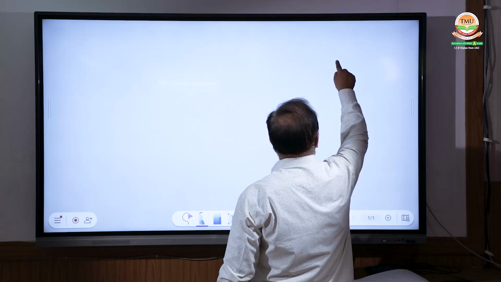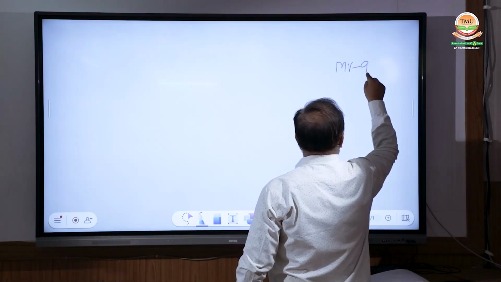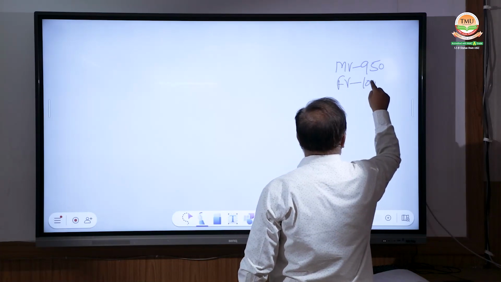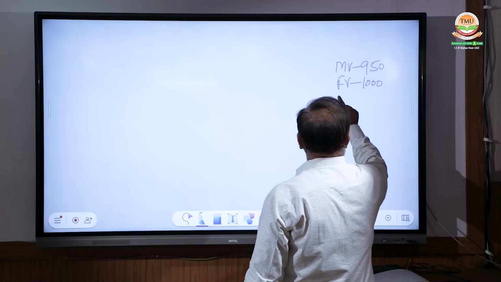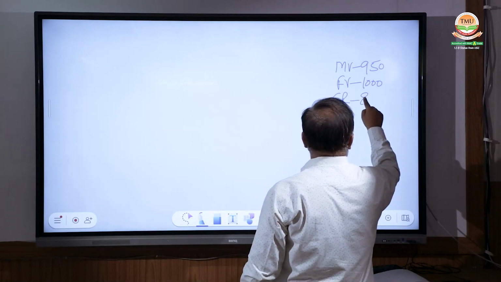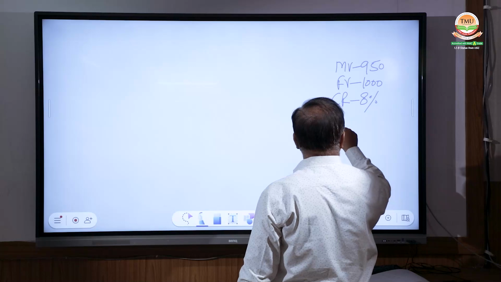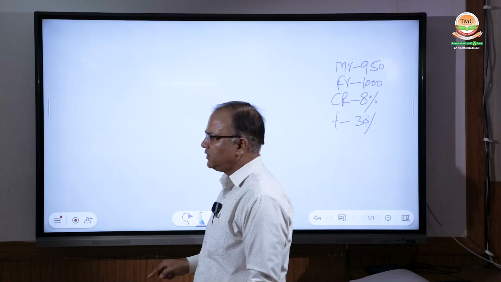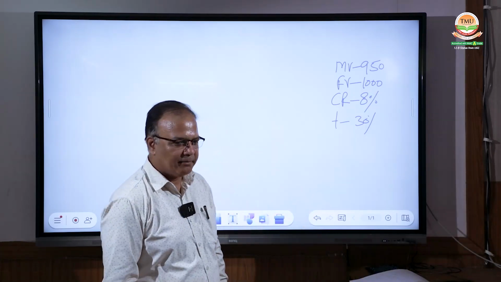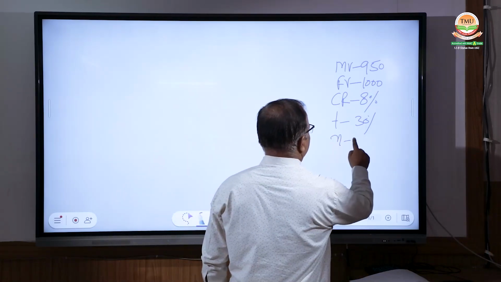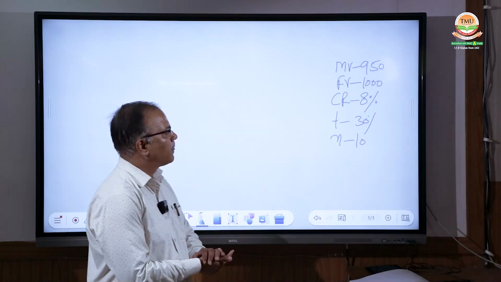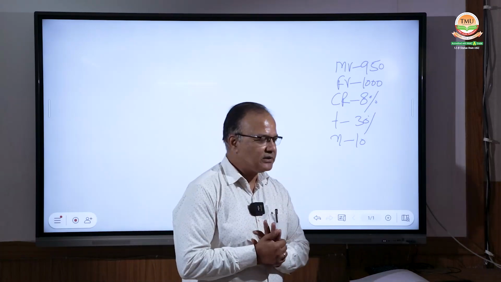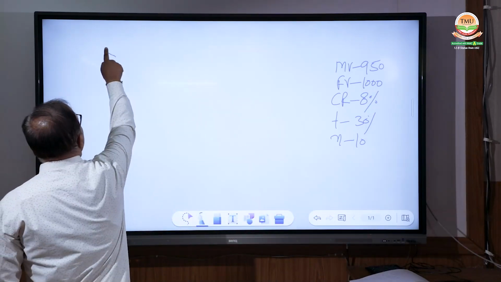Market value 950, face value 1000, coupon rate 8%, tax 30%. This was the information, and number of years 10. Now, this is the case of redeemable debenture. So, write down the formula.